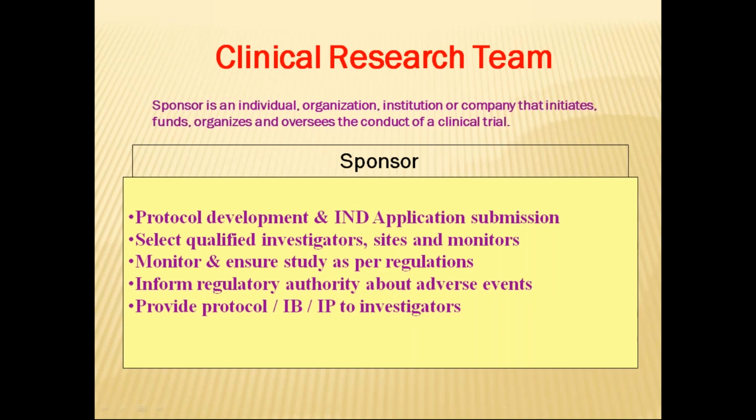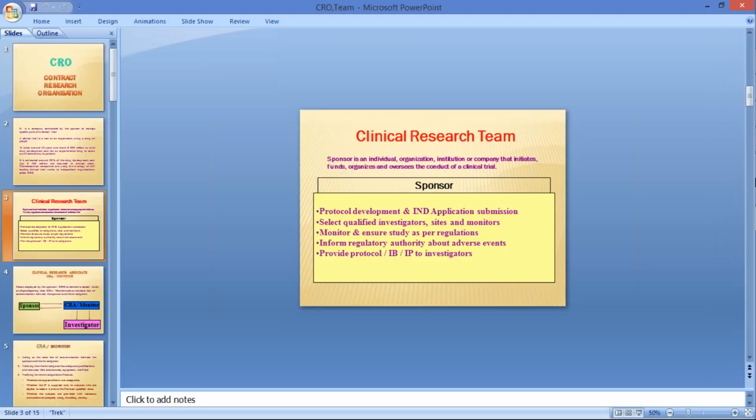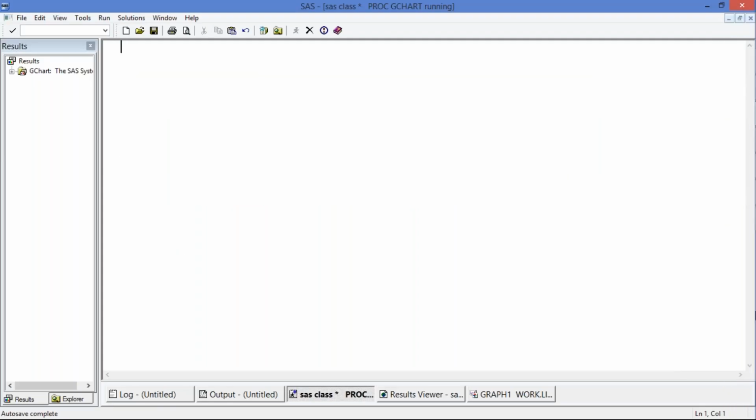Okay, so let us see the team. In the clinical research team, we mainly have 4 roles: sponsor, CRA, clinical research associate, CRC, clinical research coordinator, and next we have the investigator. So these are the team members of clinical research.